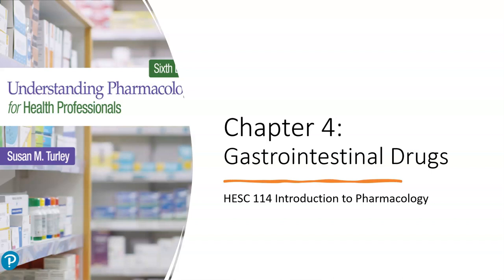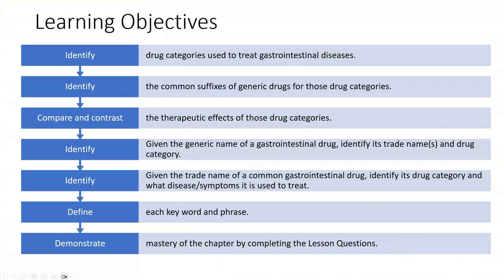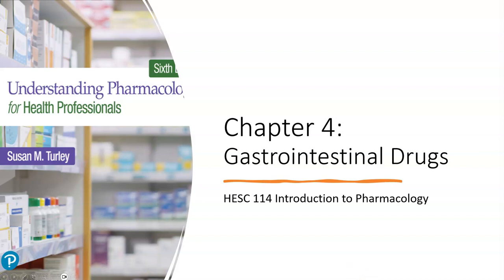HESC 114, Intro to Pharmacology, Chapter 4, Gastrointestinal Drugs. This is the chapter where we're going to begin to actually learn about drugs. Now, in general, we're not going to focus on learning the top 200, but really our focus is on the classifications. What groups do they fall into? What are they used for? How do we remember some generic names that fit into those drug classes?